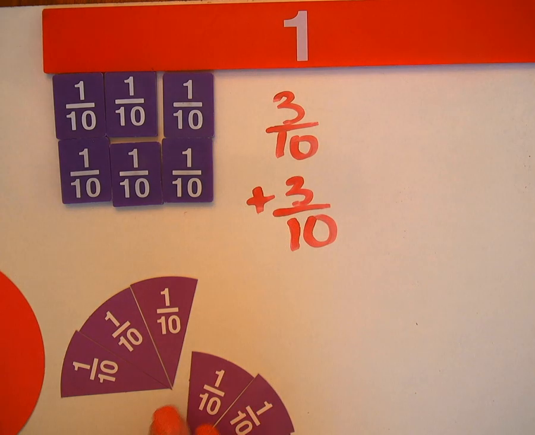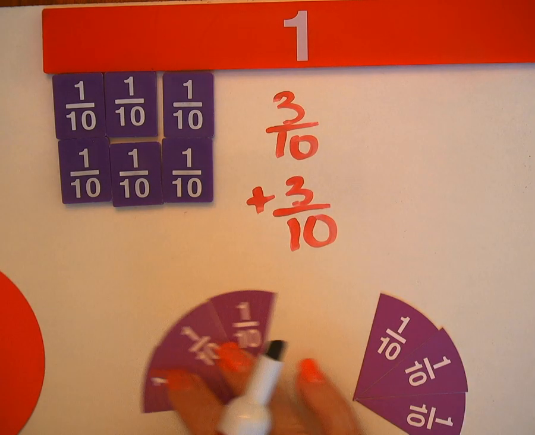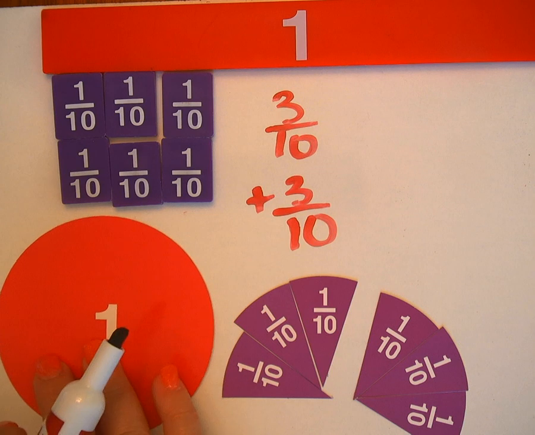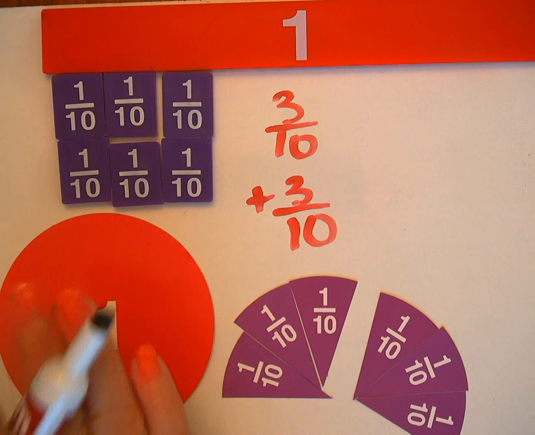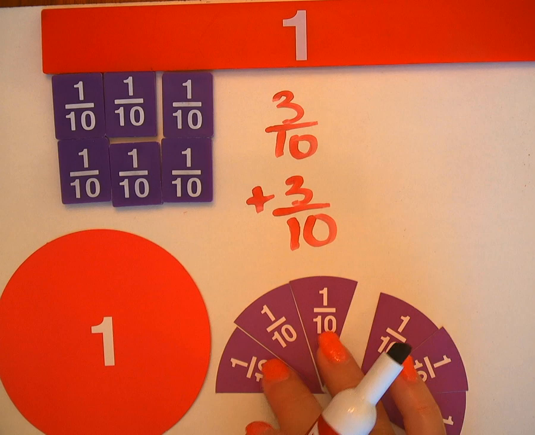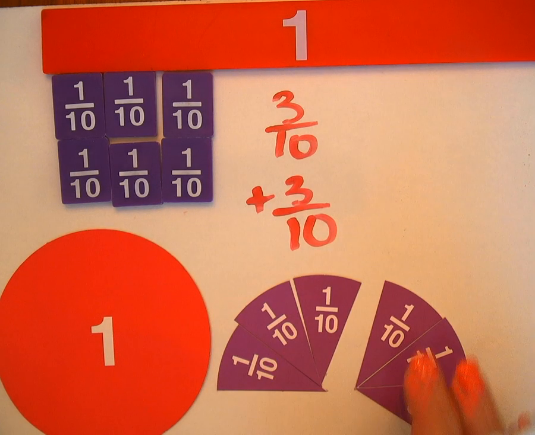Another way you can use a model is your fraction circles that we sometimes use in the classroom. Here's my whole, just to keep my mind on what a whole looks like. And then here is 3/10, and then another 3/10.